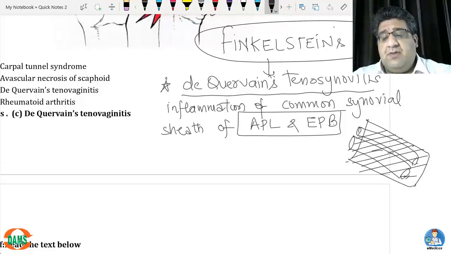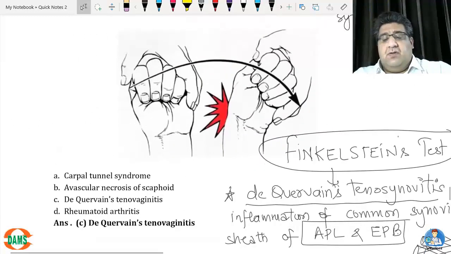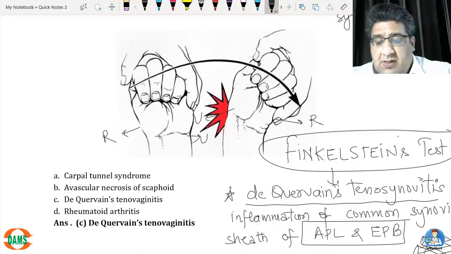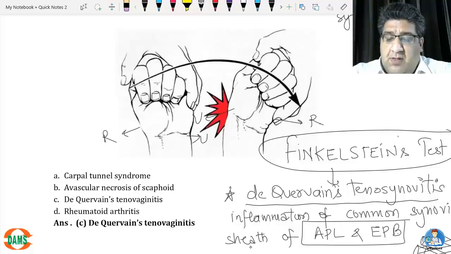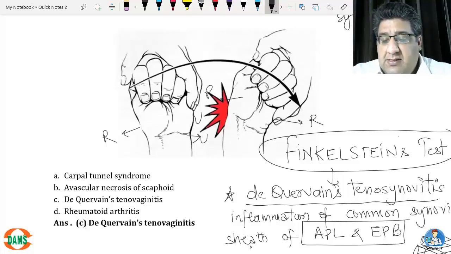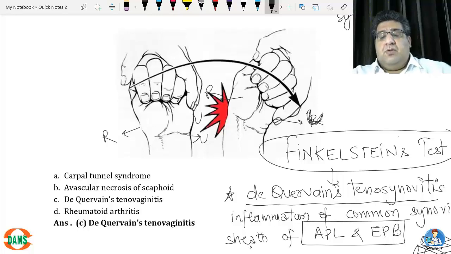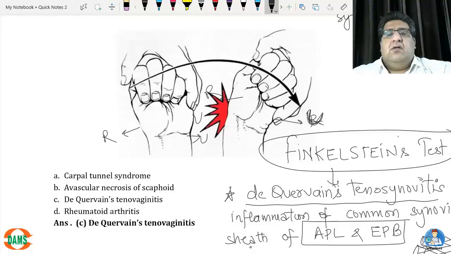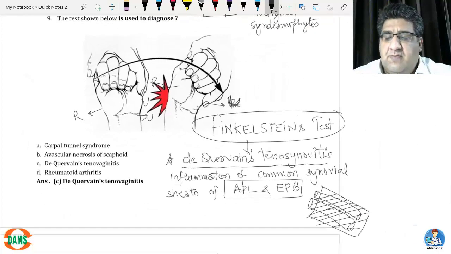Now what happens is, the moment you do a rapid ulnar deviation, see, this is the radial side, this is the ulnar side. Similarly, this is the ulnar side, this is the radial side. Can you see that? Okay, I marked it wrong. So this is the radial side, this is the ulnar side, again radial side, and this is the ulnar side. So the moment you do a rapid ulnar deviation, that provokes pain in the snuffbox and the anterior boundary. That is called Finkelstein test.